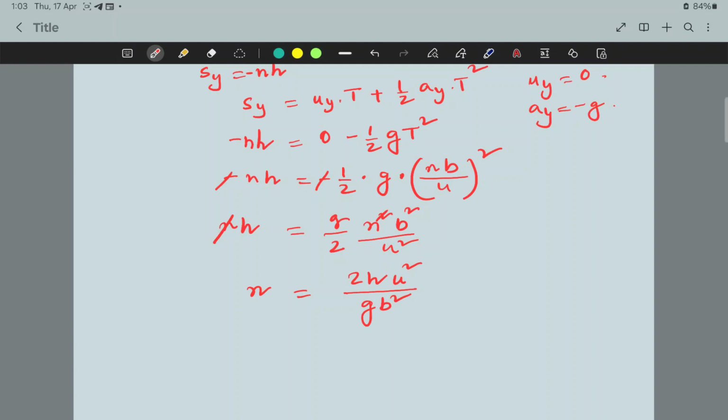Hope these numericals will help to clear the concepts of this case of projectile motion.